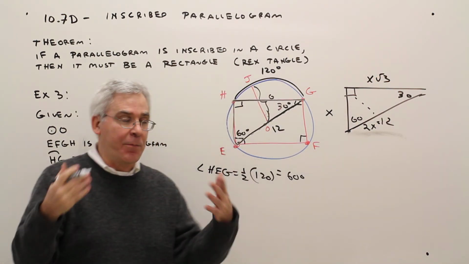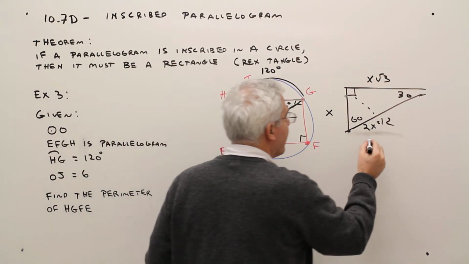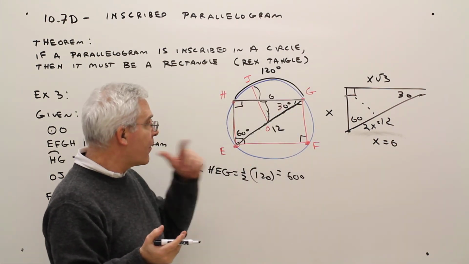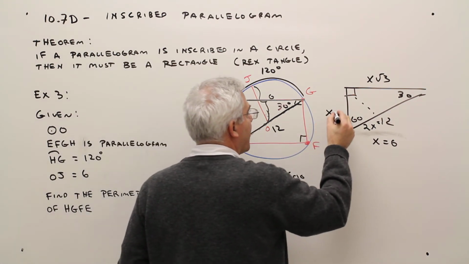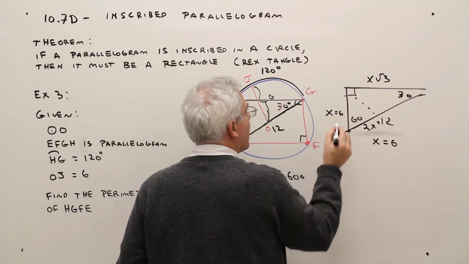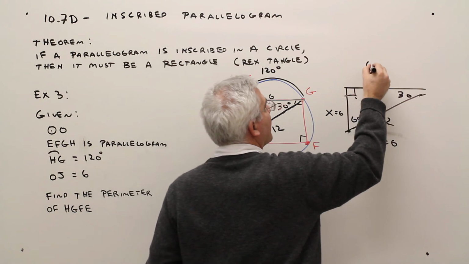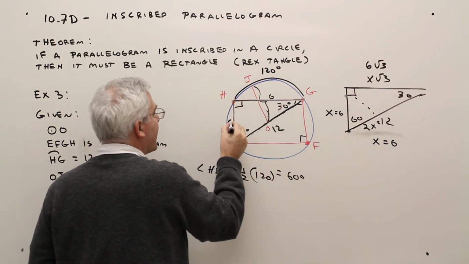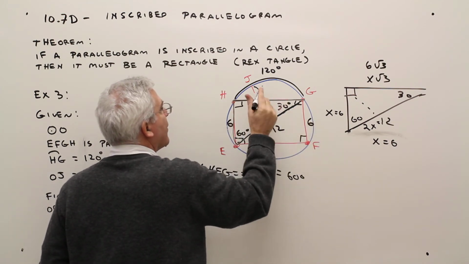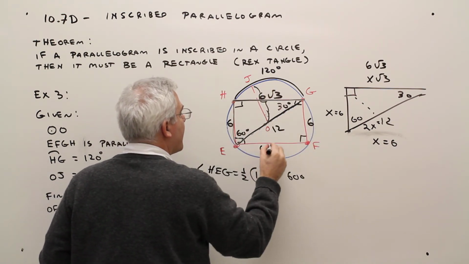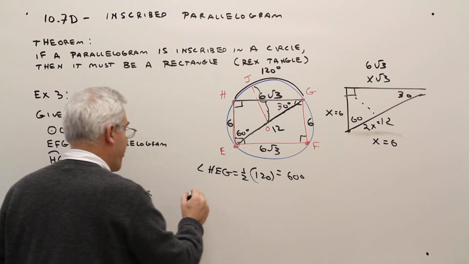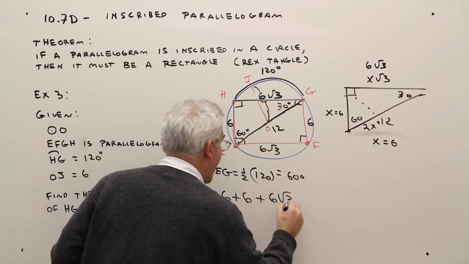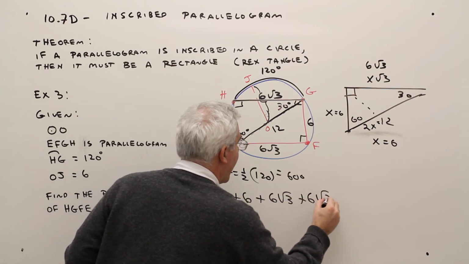Then I just set up the equation, 2x equals 12, so x equals 6, which I can solve easily. And then this would be 6 radical 3, 6 radical 3. So now the perimeter is going to be 6 plus 6 plus 6 radical 3 plus 6 radical 3.